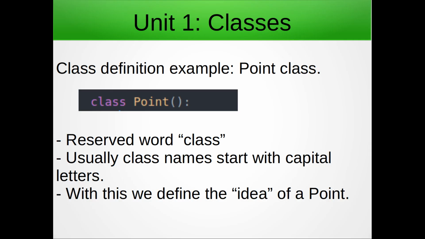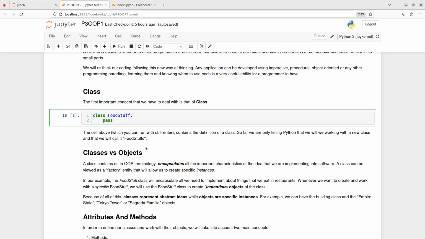I could, of course, define other types of class. For example, the point class. I am always going to be using the reserved word class in Python, and usually class names start with a capital letter, but that's just convention. That's just the way things are usually done. For example, here I also used the capital F for the foodstuff class.